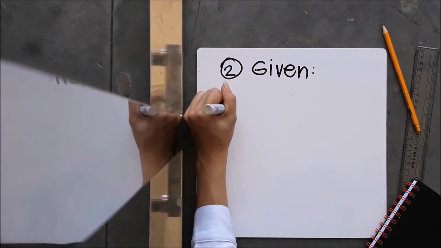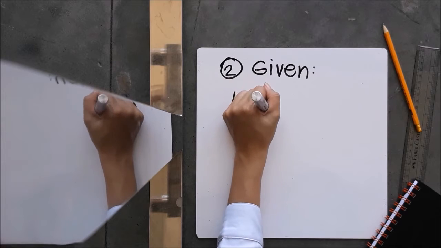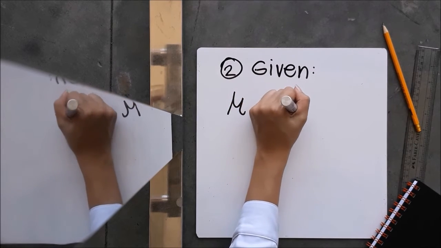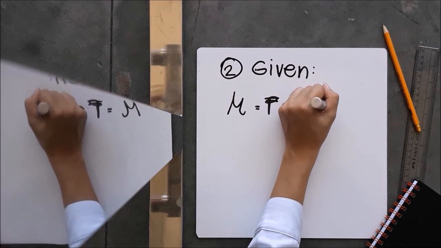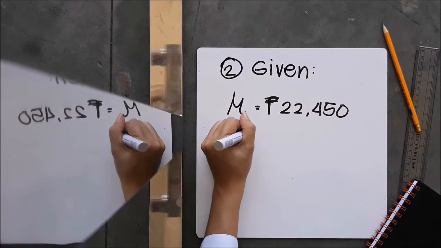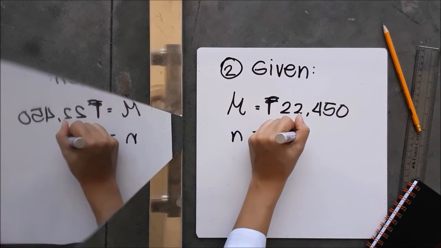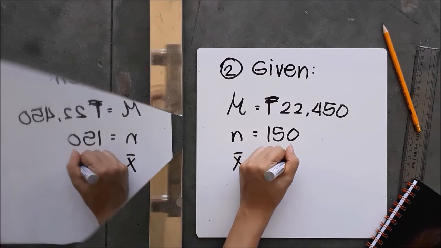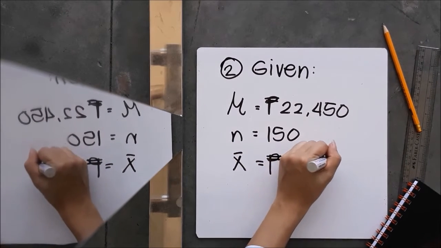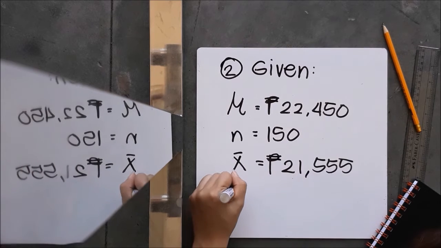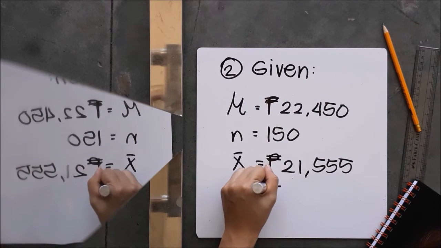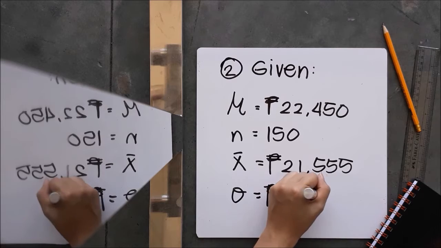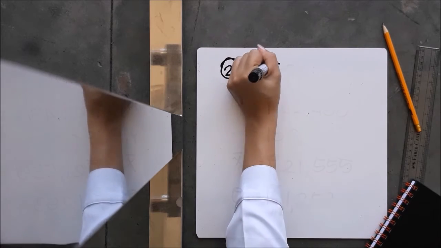Again, starting off with the given: mu is equal to 22,450 pesos, n is equal to 150, x bar is equal to 21,555 pesos, and standard deviation is equal to 1,253 pesos. Now step 1.